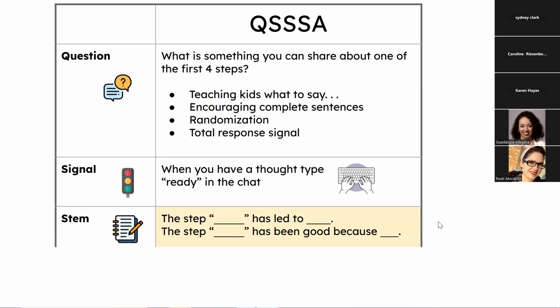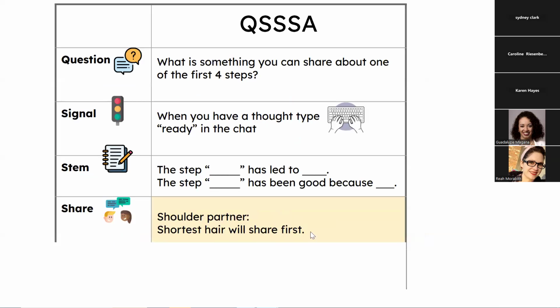And then our assess step is I'm going to do a randomization and cold call one of you. You can either share your sentence or your partner's sentence if you feel better about that. Our next step is share. For students, you might even give them a prompt about who shares first, so shortest hair shares first, or someone with jewelry on shares first. All right, Cami, give us breakout rooms, and we're going to share with a partner.